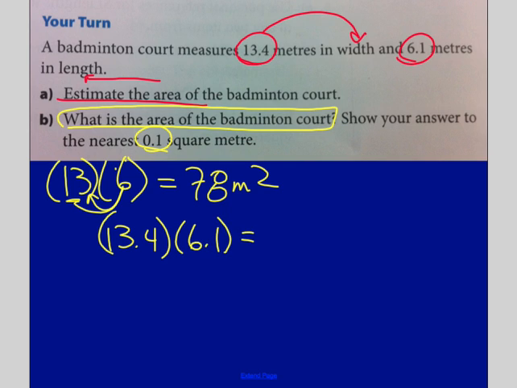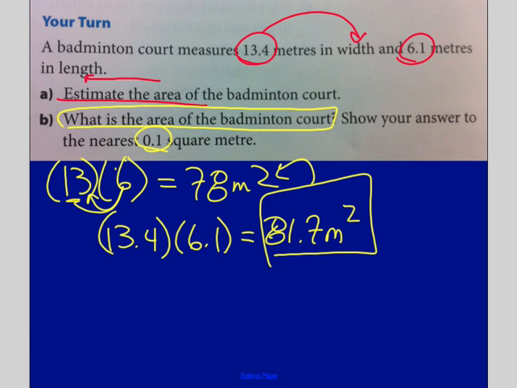And I'm going to grab my calculator, and I'm going to pop that in there, and it's going to give me a value of, let's try this. Last time I did this, it took me about 13 tries. Let's try that again. All right, 13.4 times 6.1, and I get 81.74 square meters, but they only want it to one decimal place, and 7/4 rounds down to 7. So there's my answer. There's my estimate and my answer. See how easy this is going to be?